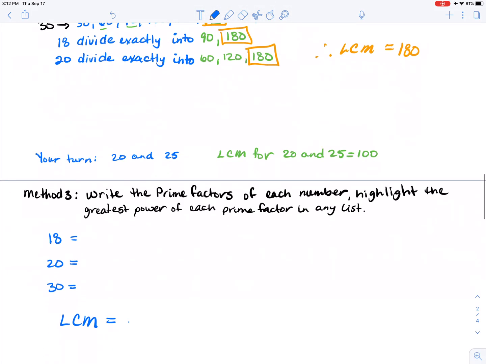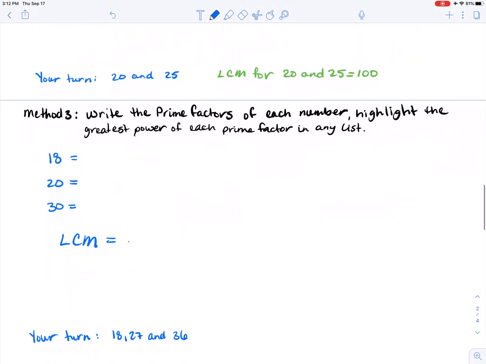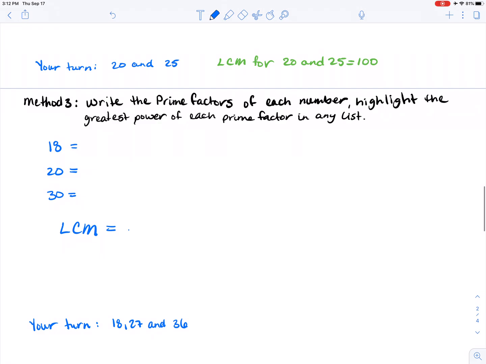Let's take a look at our third and final method for LCM. The third method is where we write the prime factors of each number, highlight the greatest power of each prime factor in any list, and then we have to do something with them. So let's first find out the prime factors. So if we look at 18, I know it's 2 times 9, so I'm going to quickly go 2 times 3 times 3 and rewrite it as 2 times 3 squared.